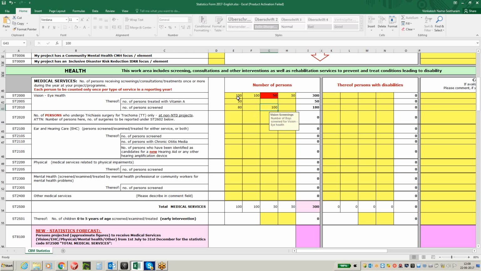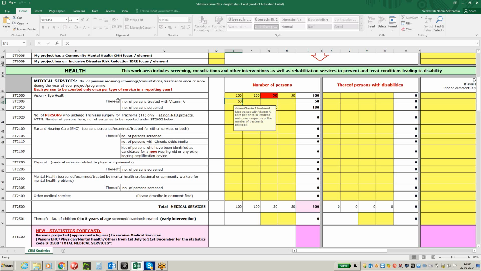Okay, the first line, what you see in row number 41, is the total number that is coming from screening, consultation, treatments, everything. But one person should be counted only once. Just for example, if there are 100 men, that they are showing that they have reached 100 people in the first semester. Out of that 100, 50 might be receiving that.